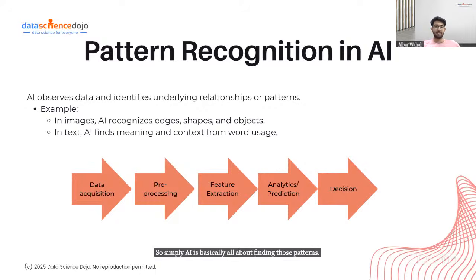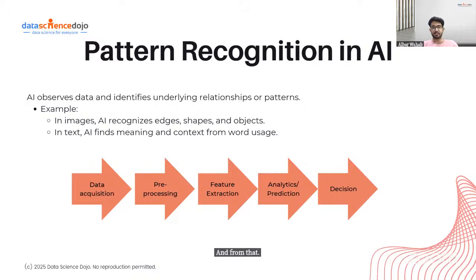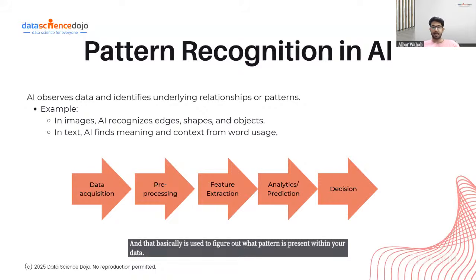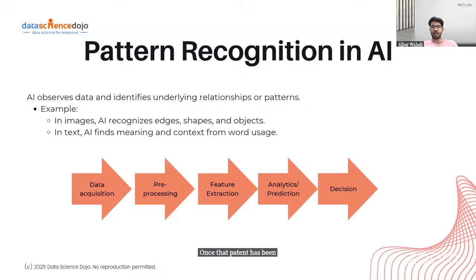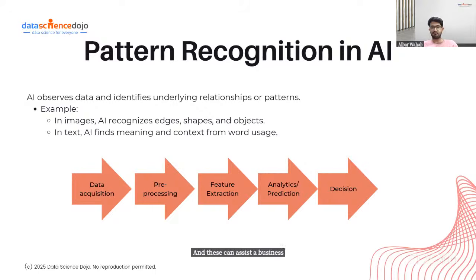So you start off by giving it your raw data. That data is cleaned and pre-processed. And from that, some sort of information or features are extracted. And that basically is used to figure out what pattern is present within your data. Once that pattern has been uncovered, you can go ahead and start carrying out your analytics, or you can go ahead and start carrying out predictions. And these can assist a business in making some informed decisions.